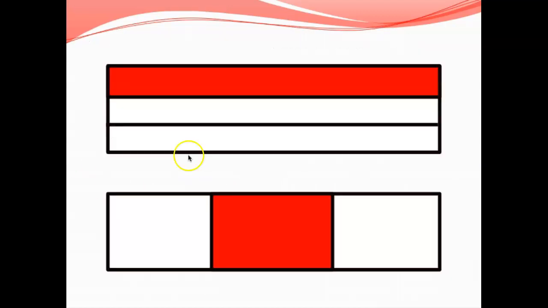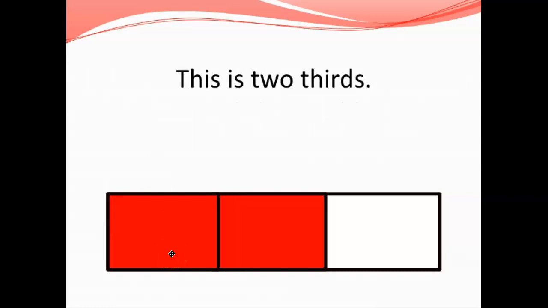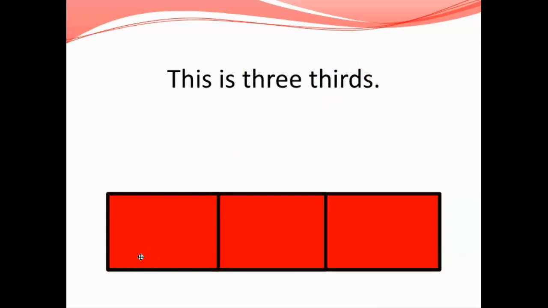And in both parts, we have 2 parts that are left unshaded. So if we shade in 1, that means we have 2 parts left unshaded. All right, so let's point and count. This is 1/3. If we colored in another, we'd have 2/3. 2 out of 3 parts are colored in. And if we colored in a third, we would have 3/3.